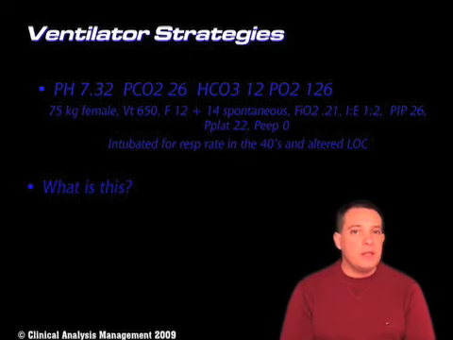Because it's uncompensated, we have one last step. We need to ask ourselves, is it truly uncompensated? So we look at the number that doesn't match, in this case the CO2, and we ask ourselves, does it go the opposite direction? And when we look at the CO2 at 26, we know that's alkalotic, so it does go the opposite direction. So we change the name to a partially compensated respiratory acidosis.